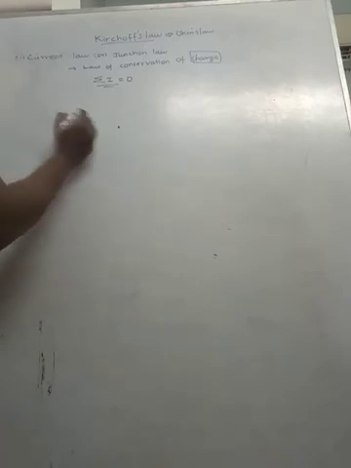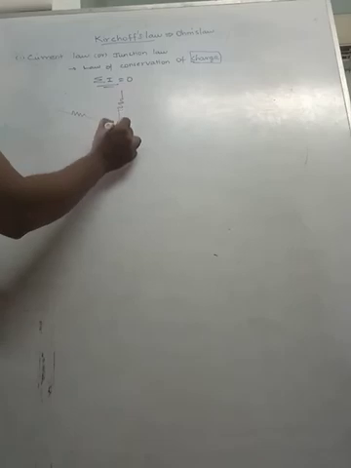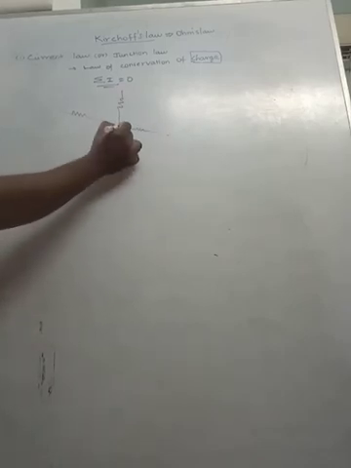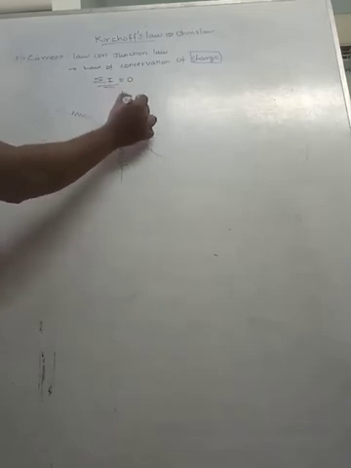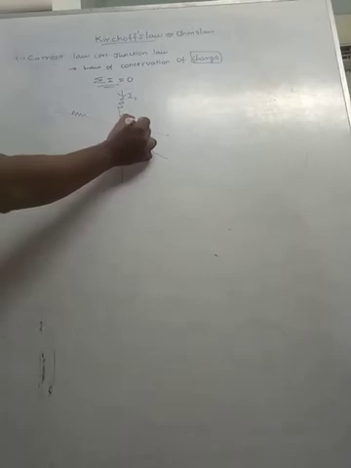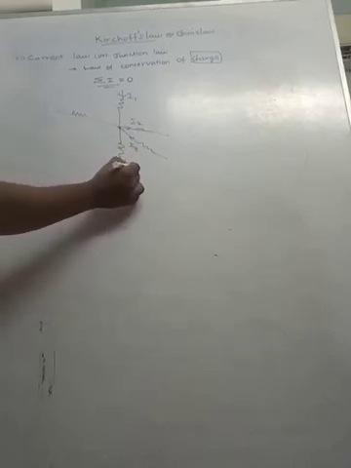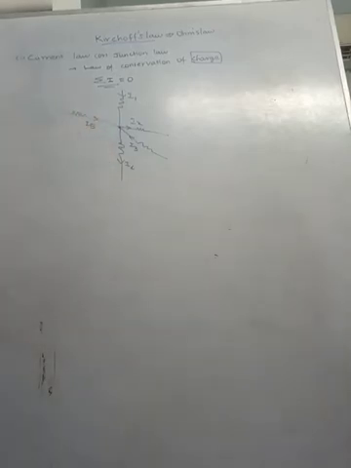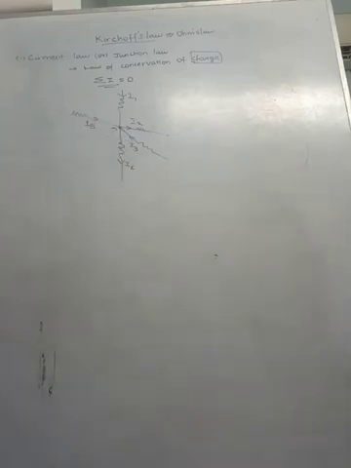This is the junction. Assume that there are 4 or 5 currents. Here the current is entering, here leaving, here entering, here leaving, and here entering. So I1, I3 and I5 are entering the junction O, and I2 and I4 are leaving the junction.